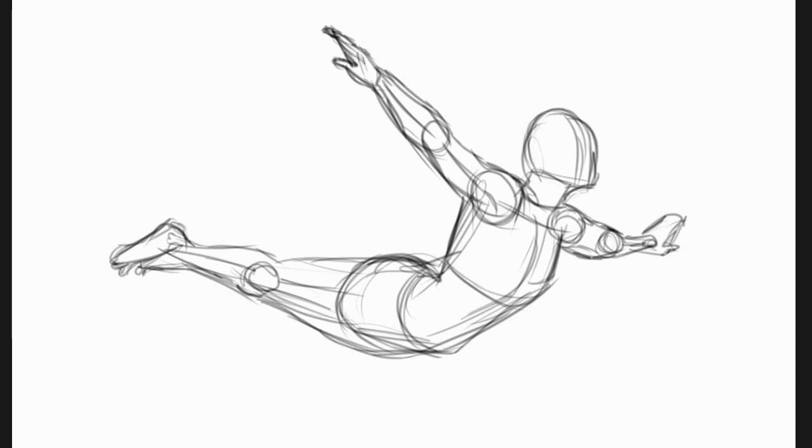So today we're going to talk about how to draw figures in movement.